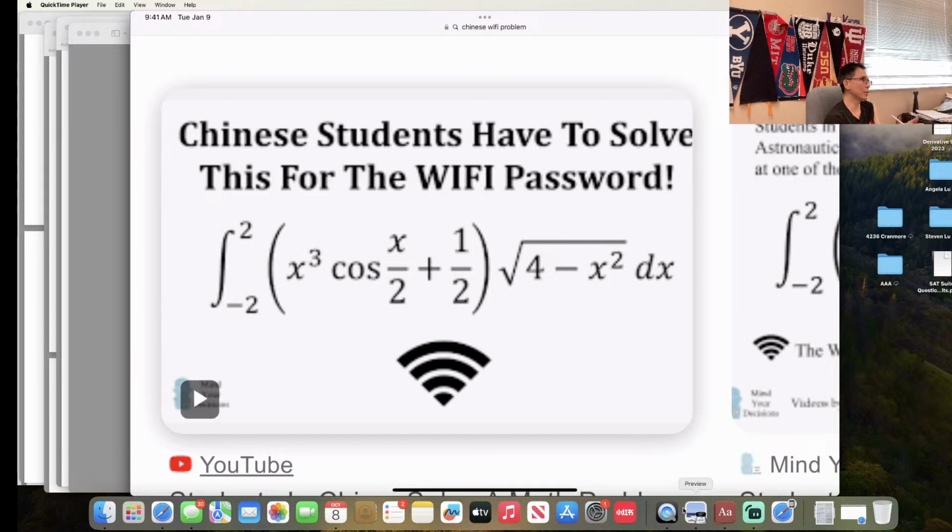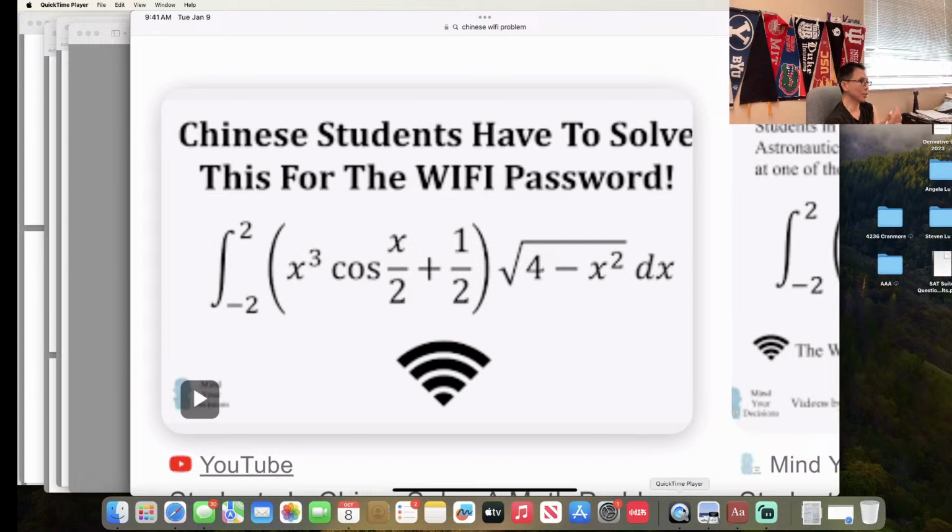Now, how do you test an odd function? You plug in negative x. If you plug in negative x to x cubed, it gives you negative x cubed. If you plug in negative x to cosine of x over 2, it's cosine of x over 2. If you plug in negative x to 4 minus x squared, it's 4 minus x squared. So none of them change except x cubed changes to negative x cubed. So therefore, it is an odd function, and this answer is pi.